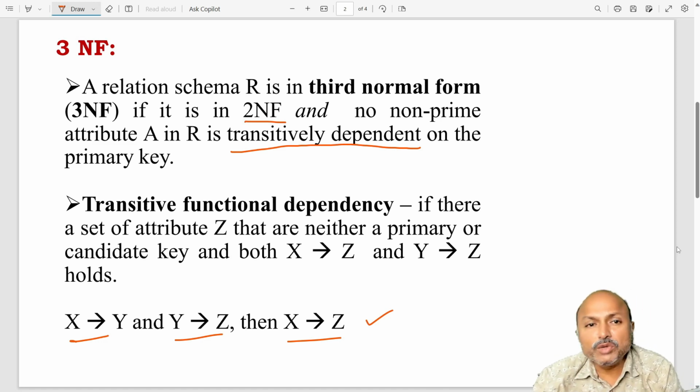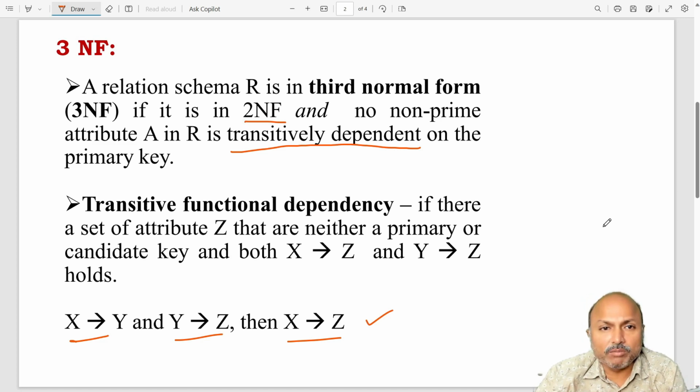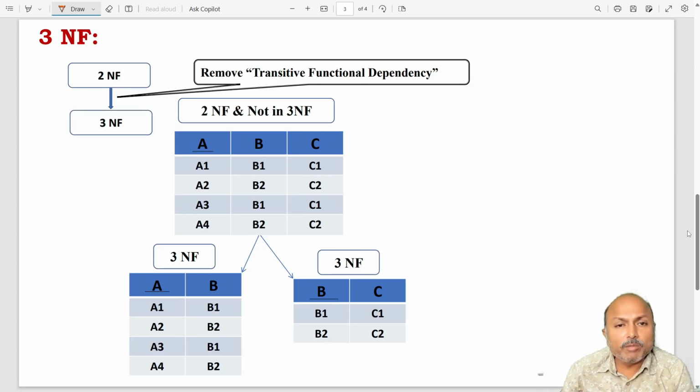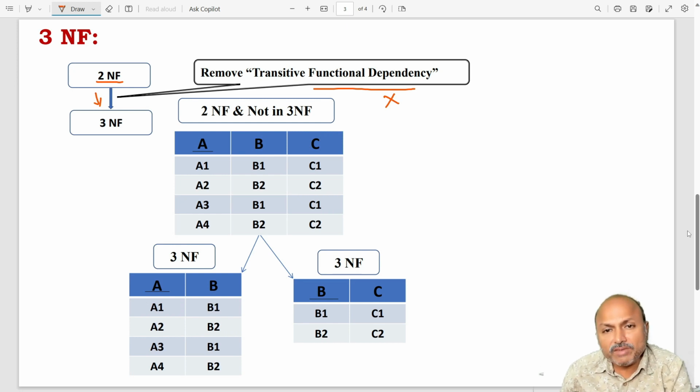Now we need to understand the conversion of second normal form into third normal form with one example. First it must be in second normal form, and we need to identify the transitive functional dependency and remove it so that it will be converted into third normal form. We consider one example which is in second normal form and not in third normal form.